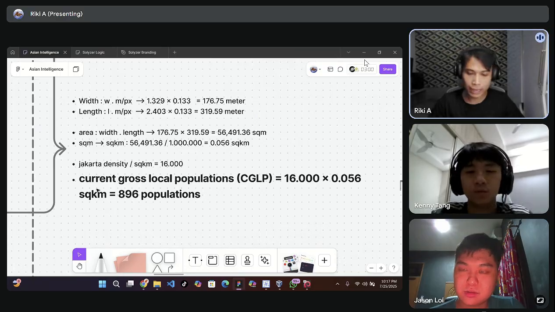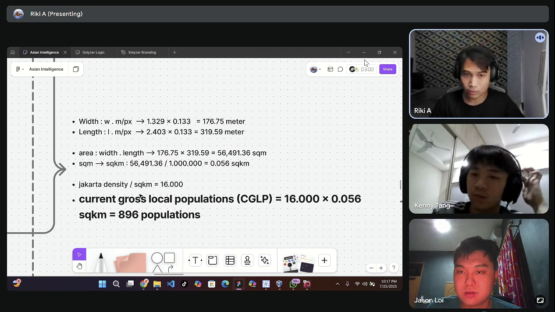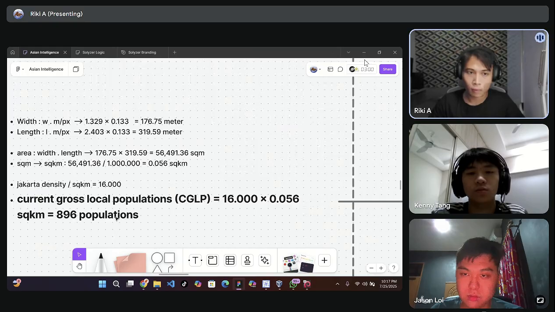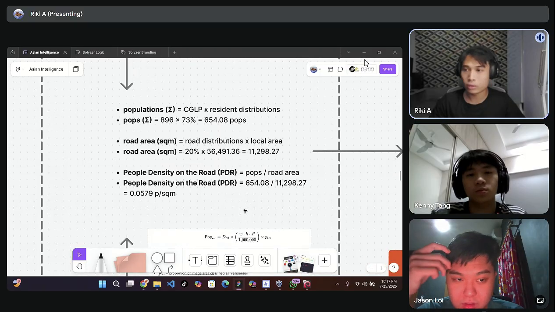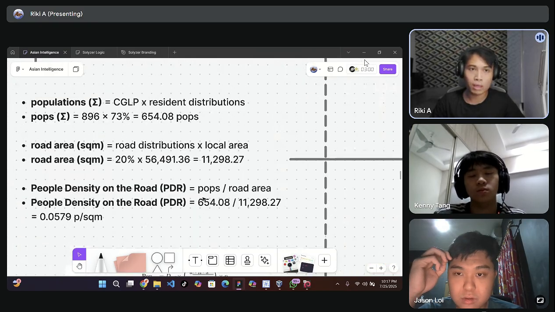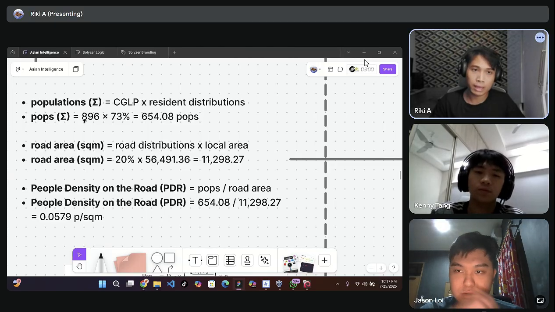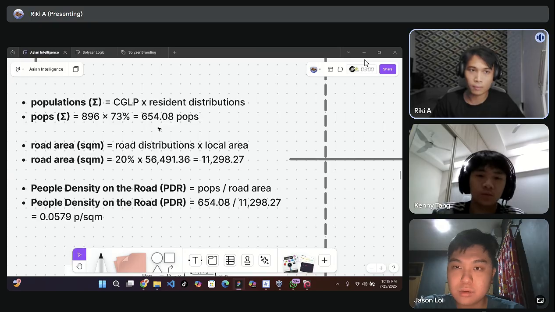So the system is going to know this exact location and gather the data from the census, which is 16,000 people per square kilometer in Jakarta, especially. From the calculation, we get 896 as the gross local population. After that, we specify the calculation in more detail using our color distribution of the population from the residential area. Here the population is CGLP multiplied by residence distribution, which means the POPs is 896 multiplied by 73%, the distribution of the residence area. Here we get 654 population.